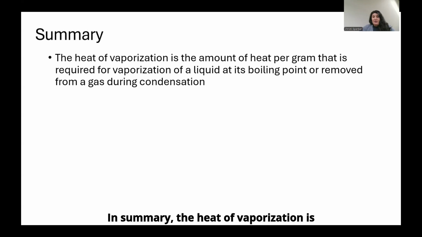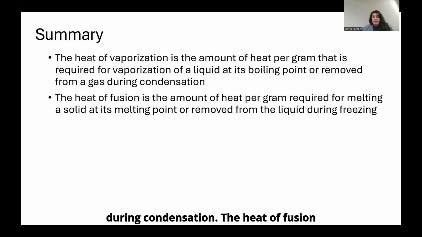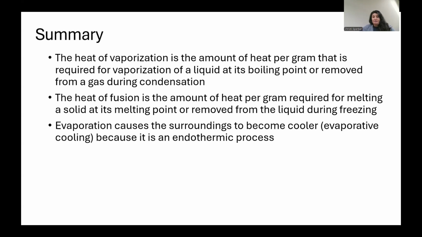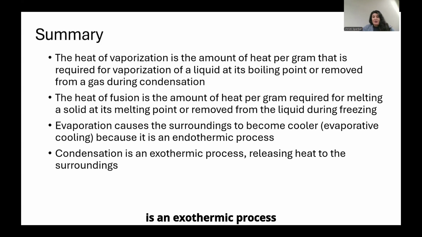In summary, the heat of vaporization is the amount of heat per gram that is required for vaporization of a liquid at its boiling point or removed from a gas during condensation. The heat of fusion is the amount of heat per gram required for melting a solid at its melting point or removed from the liquid during freezing. Evaporation causes the surroundings to become cooler, called evaporative cooling, because it is an endothermic process. Condensation is an exothermic process releasing heat to the surroundings.